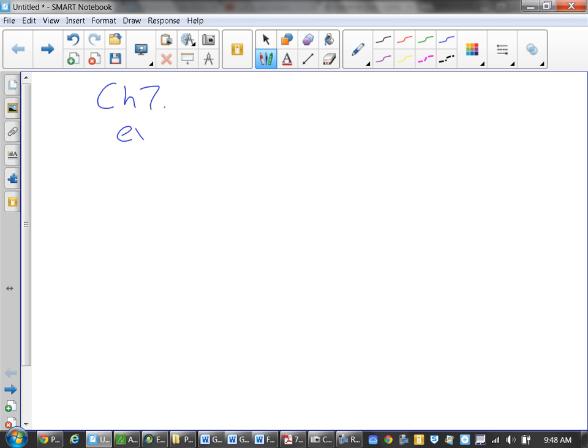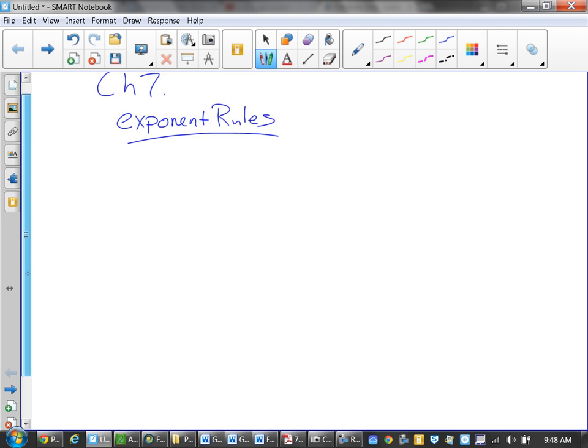Some exponent rules here, because the whole first half of this chapter is based upon working with these rules. So let's review them real quick.